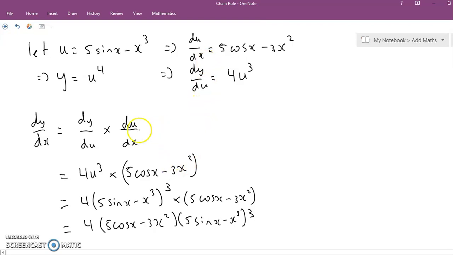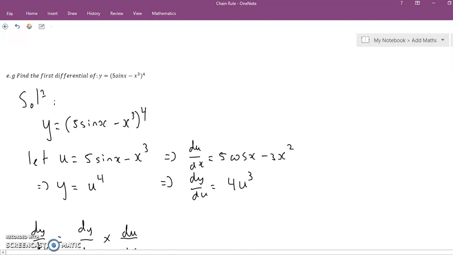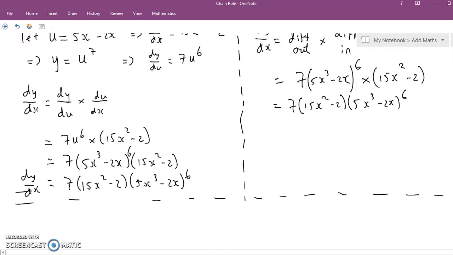The short method, as we could see here, this here is the differential of the inside and this is the differential of the outside. So you'll end back up with the same value here. Right? So that there is your chain rule by substitution and also using the short method above here.